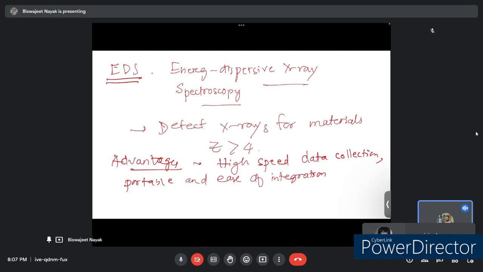The resolution is very bad. And they have very low peak to background ratio, because of the high background signal coming from the Bremsstrahlung radiation, and they interfere with whatever data is provided by the EDS.